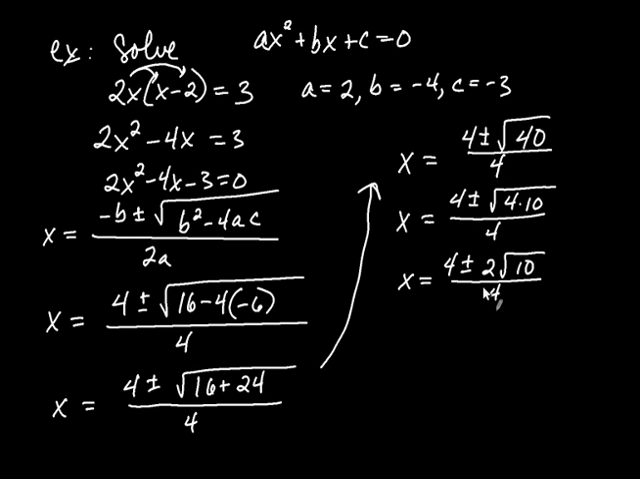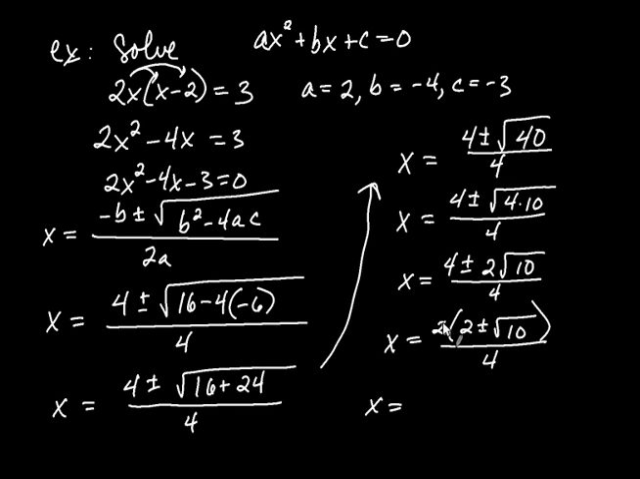Now remember, you can't just cancel these right away. And the reason is because it's addition right here, addition or subtraction. You have to factor before you can cancel. So I'm going to factor a 2 out of both of these. So it's going to be x is equal to 2 times 2 plus or minus the square root of 10 over 4. And then finally I can cancel.